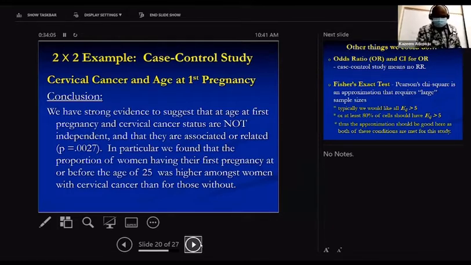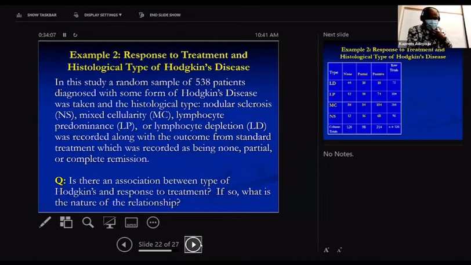I'm going to quickly walk you through another example. Example 2. This time around, this is a situation where the number of rows and the number of columns are not the same. We're talking about response to treatment and histological type of Hodgkin's disease. We basically want to see whether patient response to treatment depends on the type of disease. That is what we want to see.